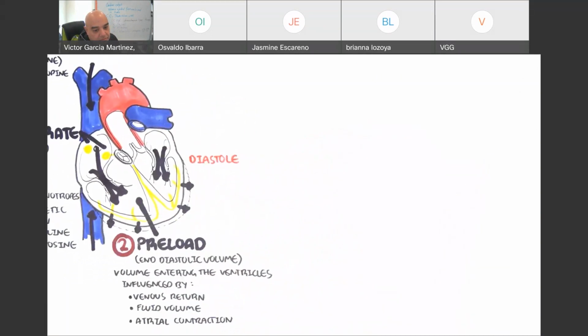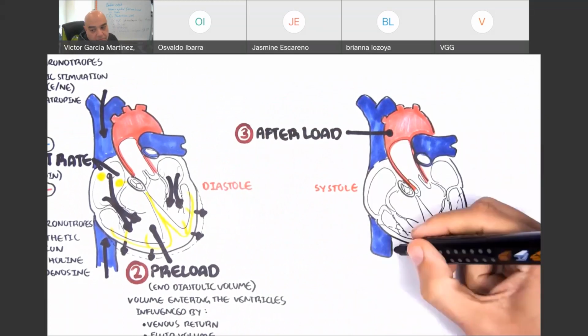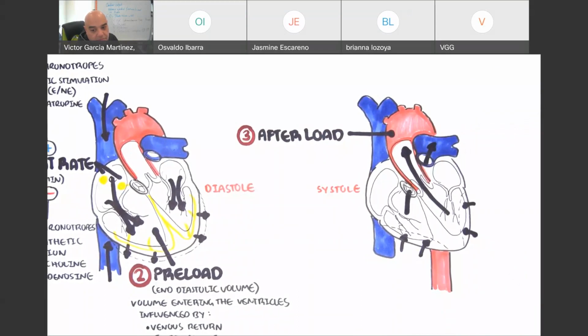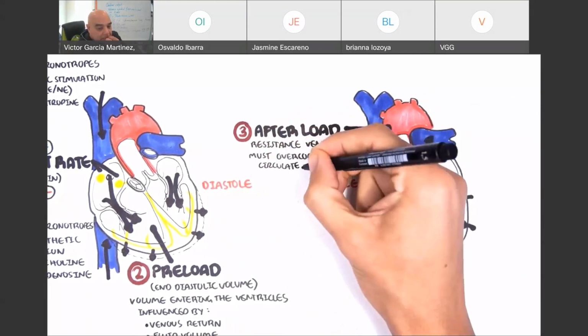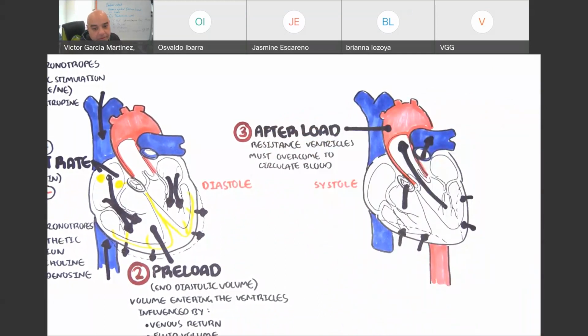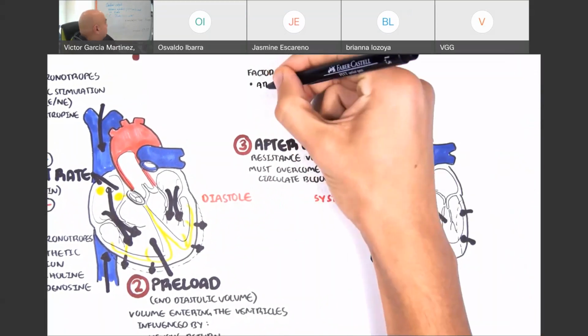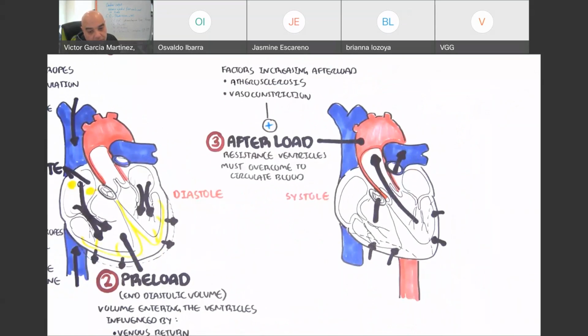The next determinant of cardiac output, the third one, is afterload, which essentially occurs during systole, when your ventricles are contracting, ejecting blood out of the aorta and into the pulmonary trunk. Your afterload is essentially the resistance the ventricles must overcome to circulate the blood. You can imagine things that can increase your afterload. These are things such as hypertension, atherosclerosis, and vasoconstriction, because these will increase the resistance and therefore increase afterload.